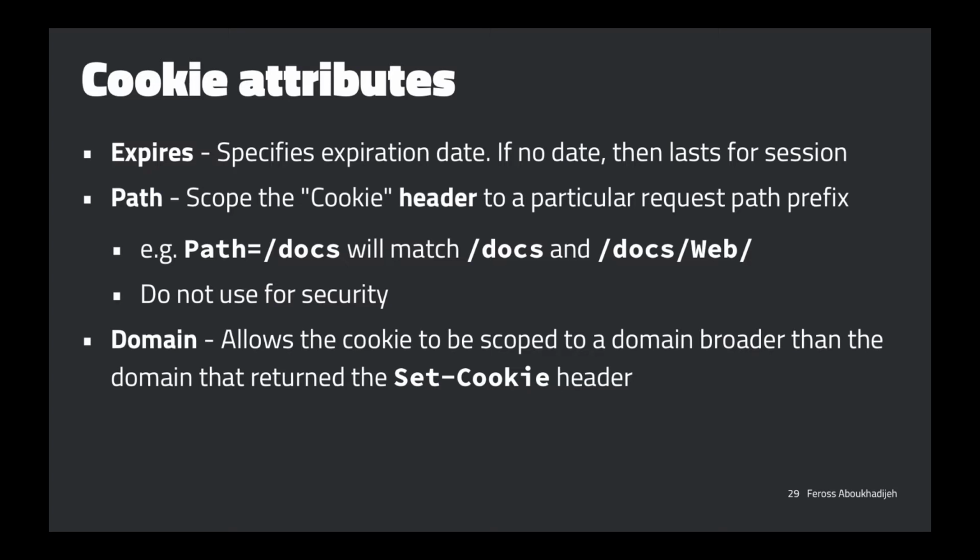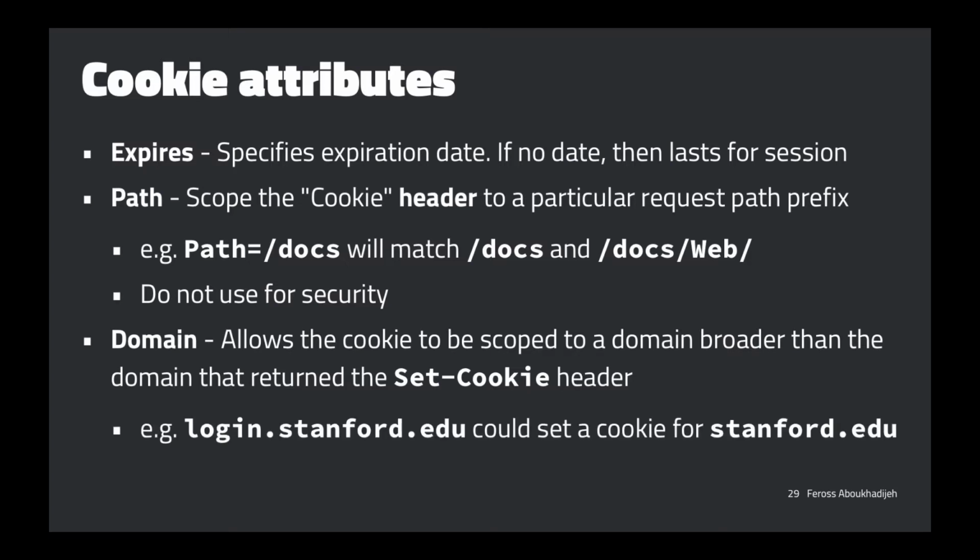Okay, so there's another attribute called domain. This one lets you scope the cookie to a domain broader than the domain that returned the header to you. So say that you visit login.stanford.edu and you log in and it gives you a session ID cookie, just like we did in our example earlier. Maybe what they want to do is allow stanford.edu to also see the cookie. So they could do that by saying domain equals stanford.edu.